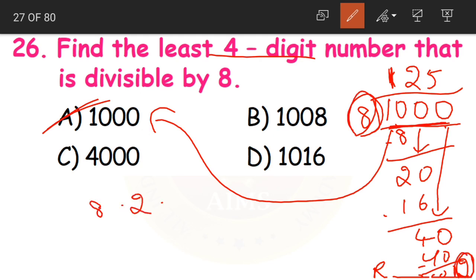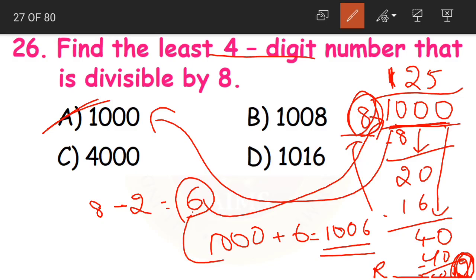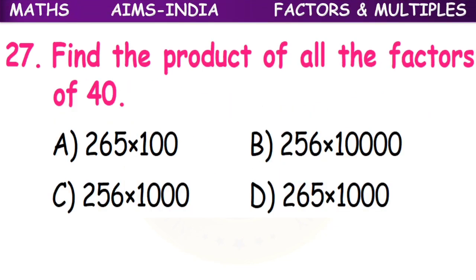We need to subtract these two. 8 minus 2 will give us 6. Add this 6 to 1000. Now 1000 plus 6, that is 1006, becomes our least 4-digit number that will be divisible by 8. Okay. What should you do? You should subtract the remainder from the divisor and then add it to our least 4-digit number to get the number that is divisible by 8. Understood, children? Next question.